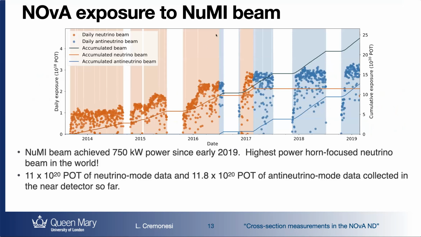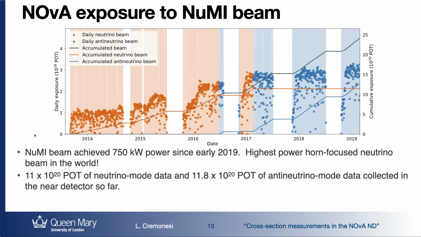The beam that we use is called NuMI. NuMI stands for neutrinos from the main injector. And what you can see here in this plot is the performance of NuMI over the past few years. Each of the dots is the daily exposure in POT, that stands for protons on target. That's literally the amount of protons that got thrown on the target every day. And you can see that the units is 10 to the 18. So that's the amount of protons that we actually throw on the target each day.